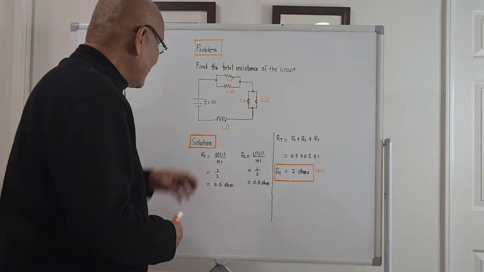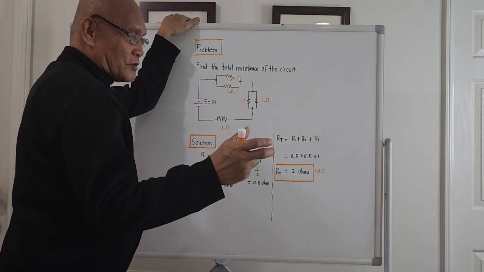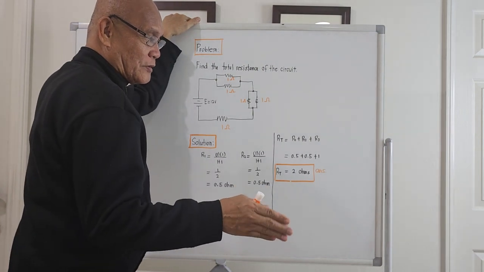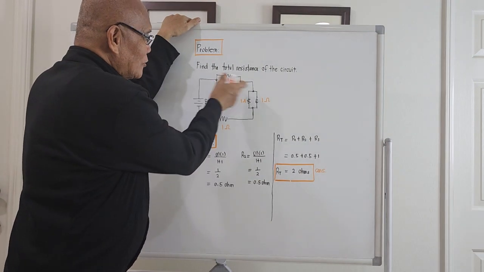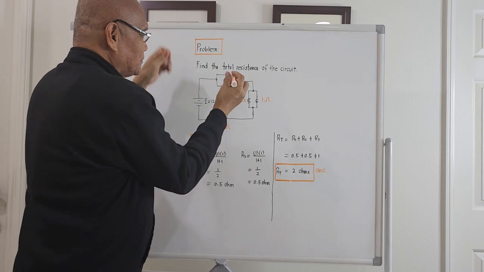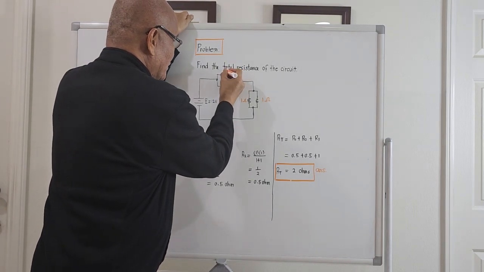We are given a problem here. This is a DC circuit, a simple one. Find the total resistance of the given circuit. The total resistance.